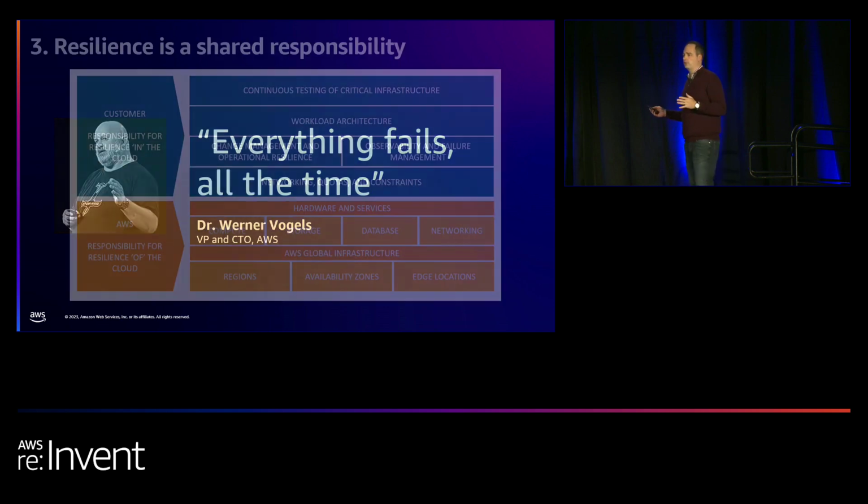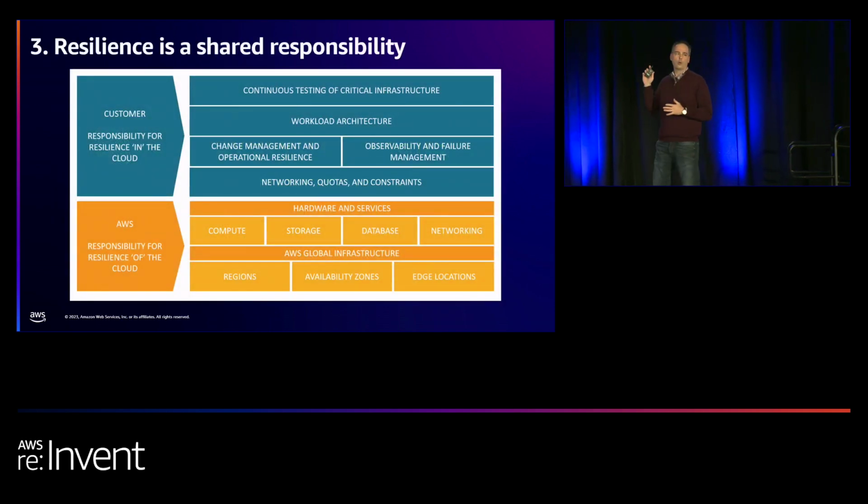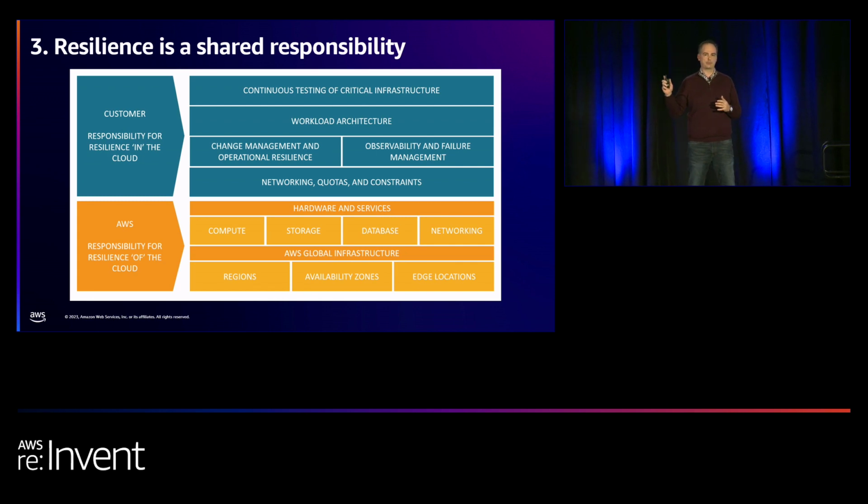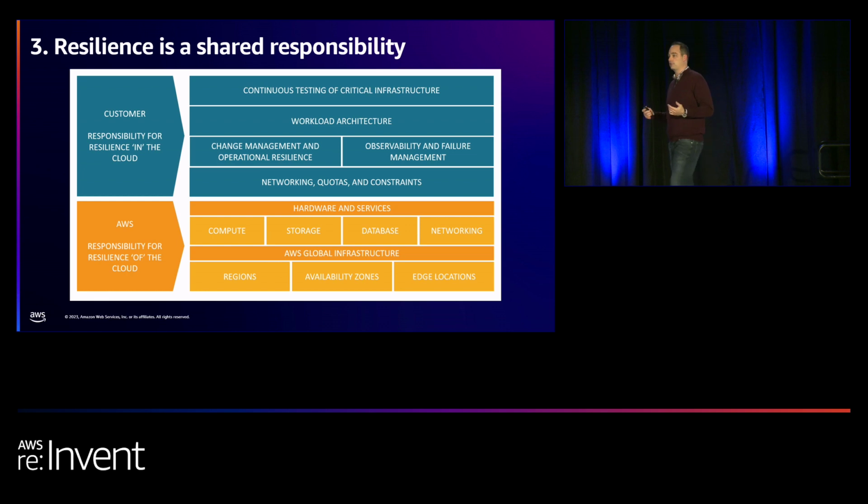Quick question for everyone, show of hands. How many folks are aware of the AWS shared responsibility model? How many people have heard of that? OK, great. How many people think that that's only about security? Is everyone aware that this is now something that we talk about in terms of resilience as well?